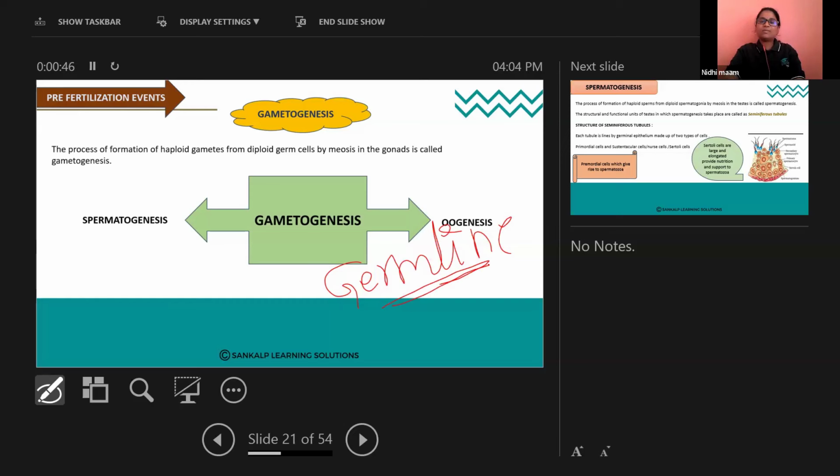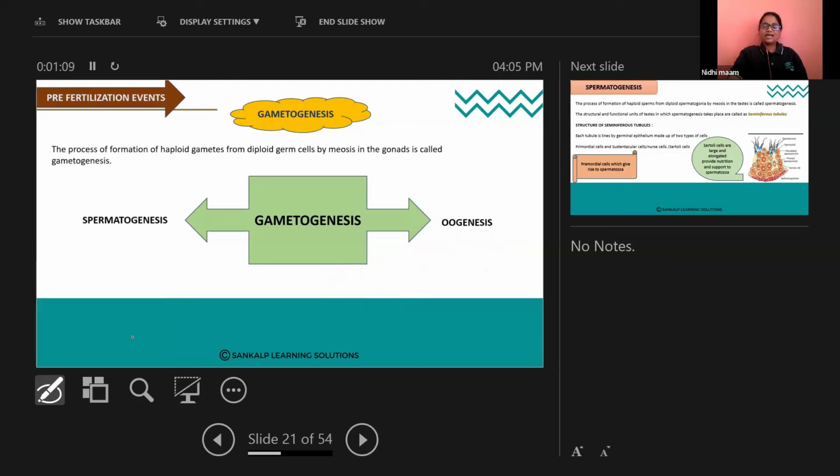These germinal cells will undergo meiotic division. Listen carefully. These will undergo meiotic division and form germ cells or sex cells, as we call them. These sex cells are termed gametes, right? The gametes will be haploid in nature.